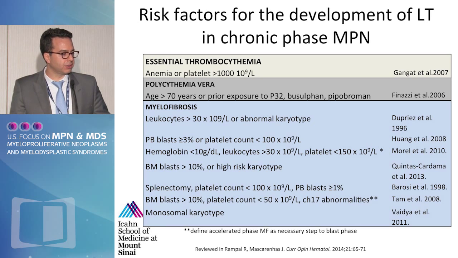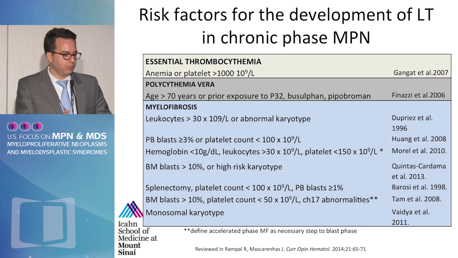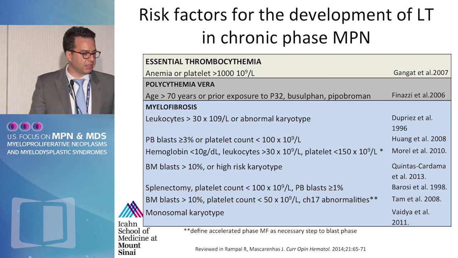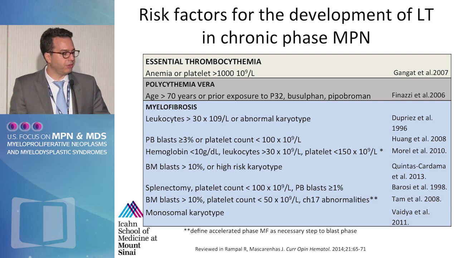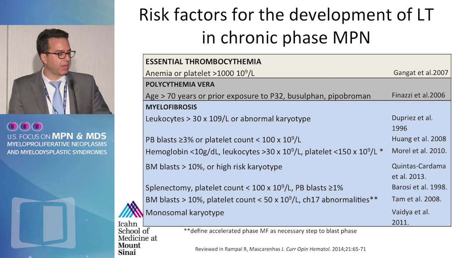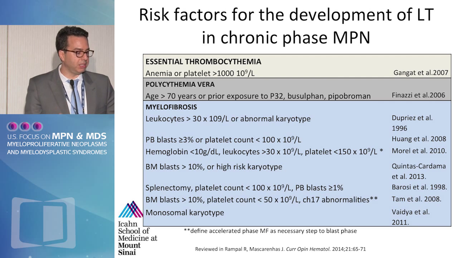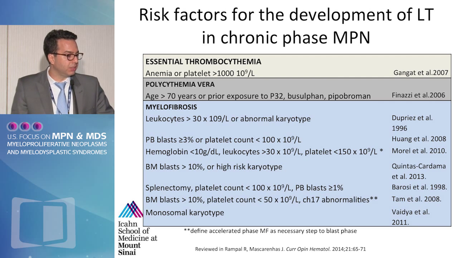What are the risk factors? So the risk factors we have listed here are broken down by disease type. So in essential thrombocythemia, anemia and extreme thrombocytosis have been noted risk factors in retrospective analysis. In PV, advanced age, prior exposure to P32, busulfan, pipobroman. I notice that hydroxyurea is not listed there because in a prospective study it's never been shown to actually be definitively associated with increased risk of leukemic transformation.